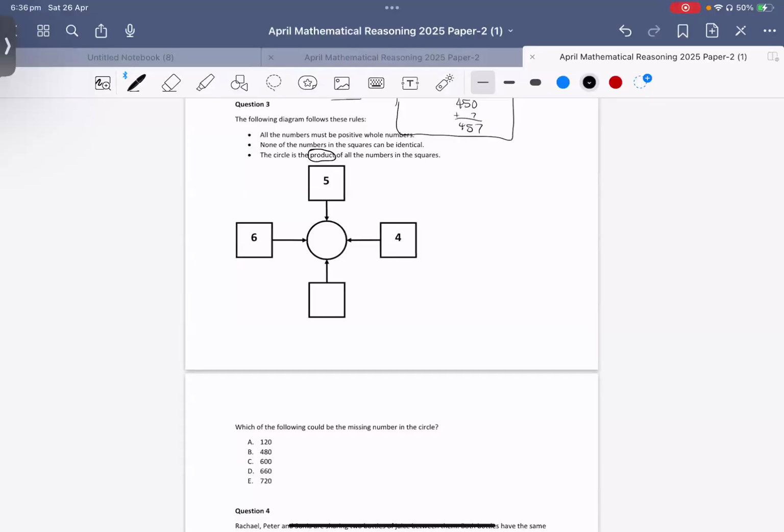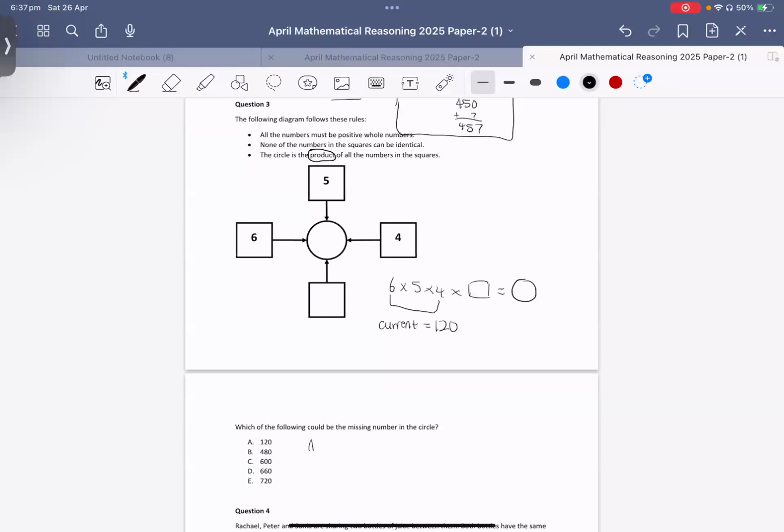Essentially what it's saying is 6 times 5 times 4 times the unknown number has to give us what's going to be in the circle. So it says, which of the following could be the missing number in the circle, right? Let's go through each option one at a time. The first option is 120. If we look here, our current product is already 120, isn't it?